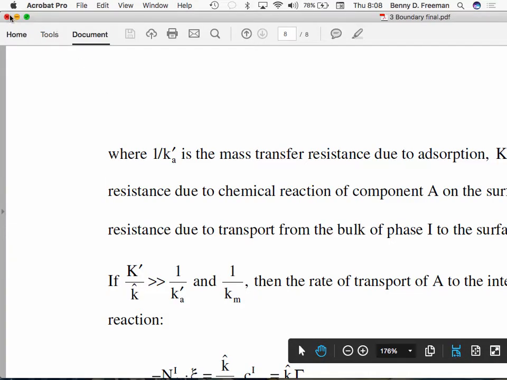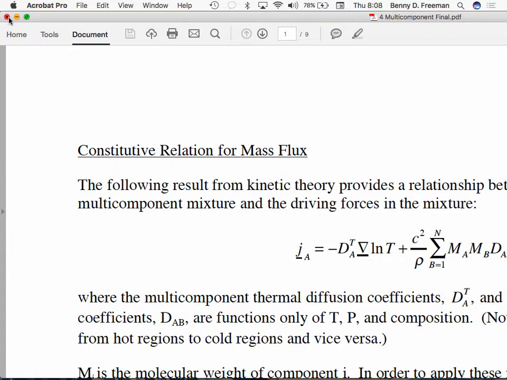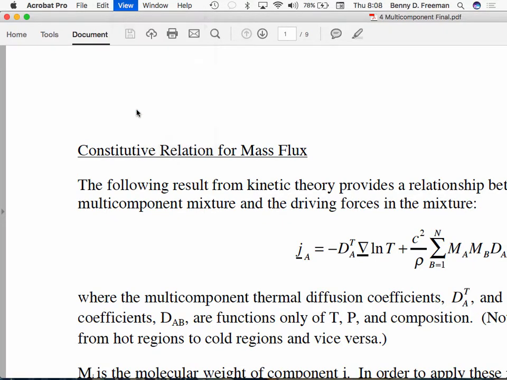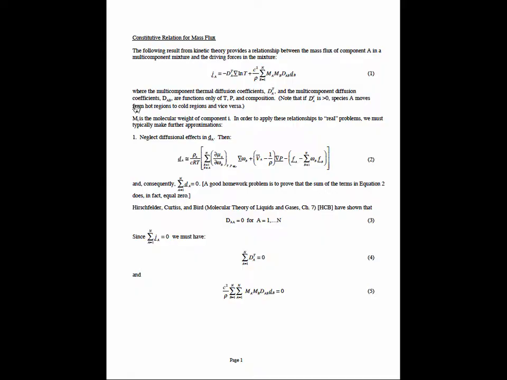specific problems. The next section in the notes is one related to essentially multi-component transport, and it is extending the results that we've been talking about to situations involving more than two components, so three or more components, and situations where the driving force is other than simply a concentration gradient driving force.